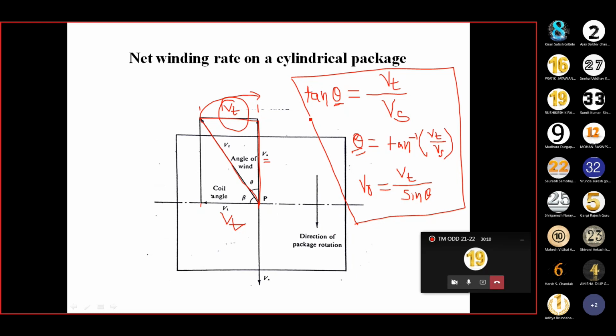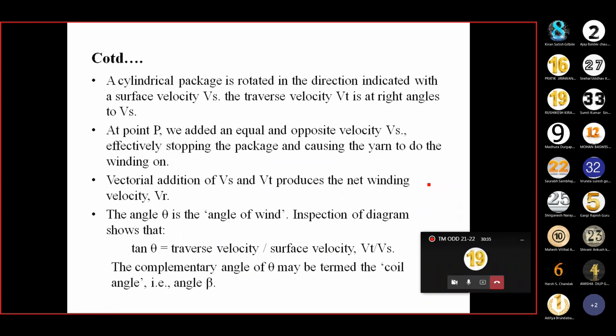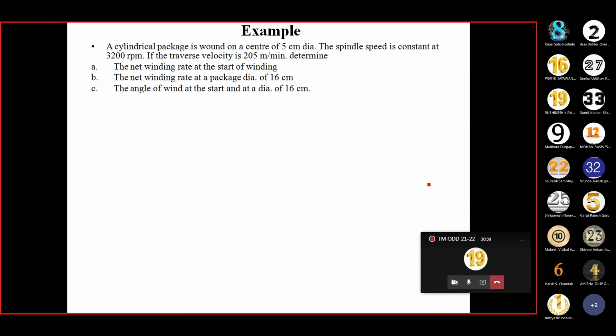Tan theta is equal to Vt by Vs. You have to remember this, and then the net winding rate Vr is equal to Vt by sin theta. Remember these two formulas, and we will try to solve the example we have given to you. So this is the explanation. I will share the PPT later on, you can read it.